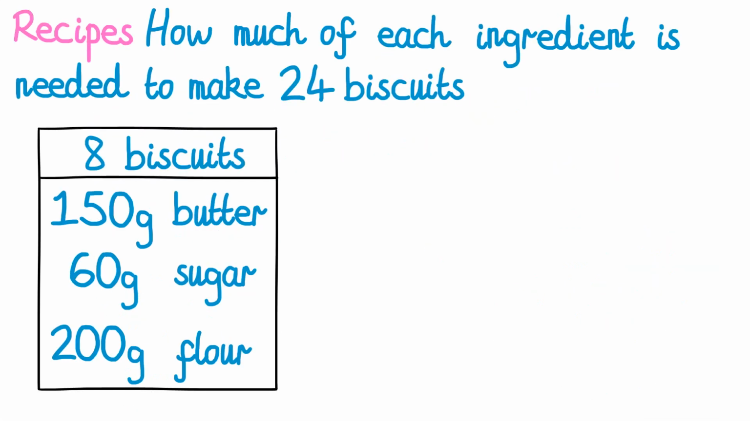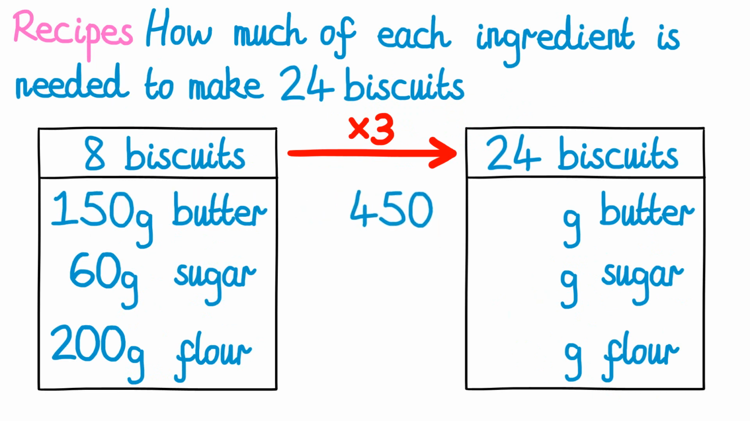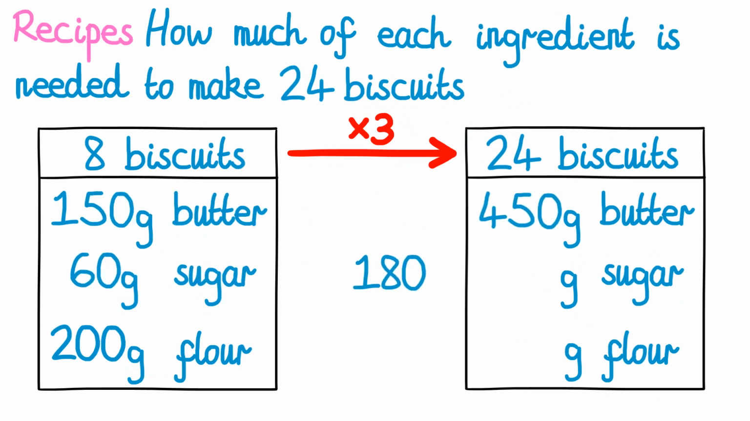Recipes. Here we have a recipe for making 8 biscuits, and we need to make a recipe for 24 biscuits. You'll notice to get from 8 biscuits to 24 biscuits, you just times by 3. So that's all you do for each of the ingredients as well. 150 times 3 is 450, 60 times 3 is 180, and 200 times 3 is 600.